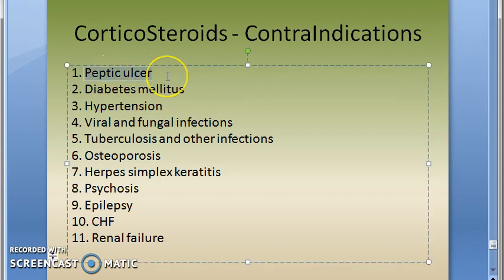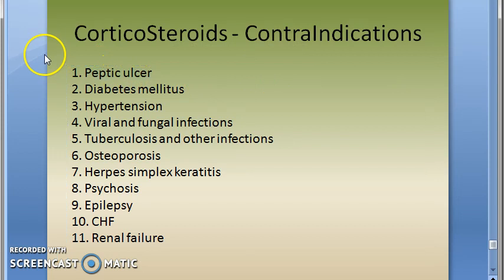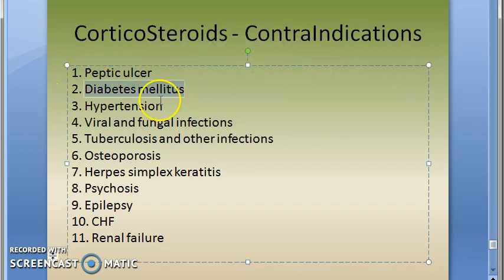Contraindications. Should you use it in peptic ulcer? No, because it will increase gastric acid secretion. Diabetes mellitus: it precipitates diabetes because it inhibits glucose uptake by the peripheral system. Hypertension: it will increase BP because it will increase sodium and water retention.